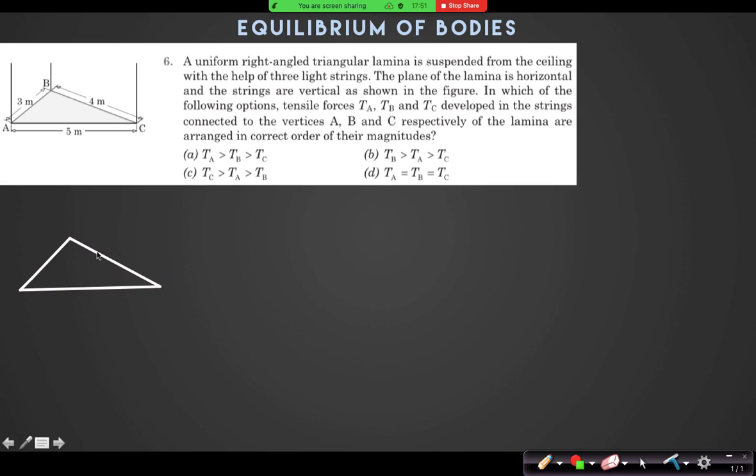I think the answer should be B. TB greater than TA greater than TC.